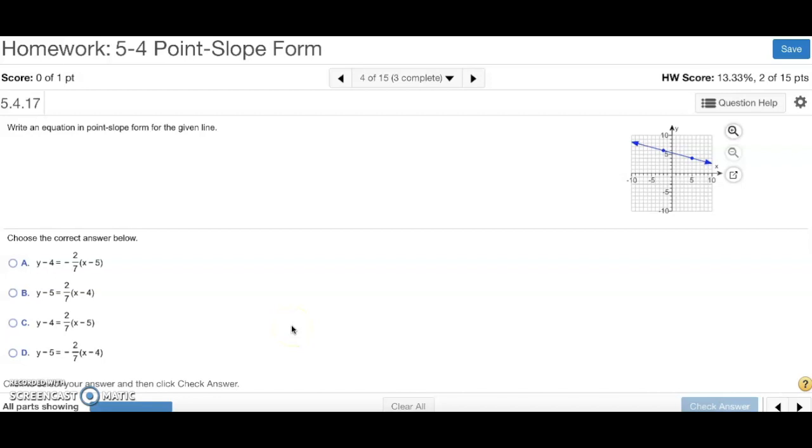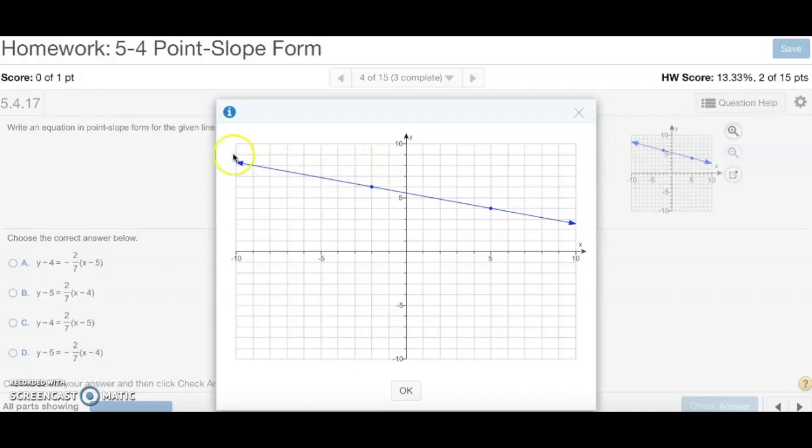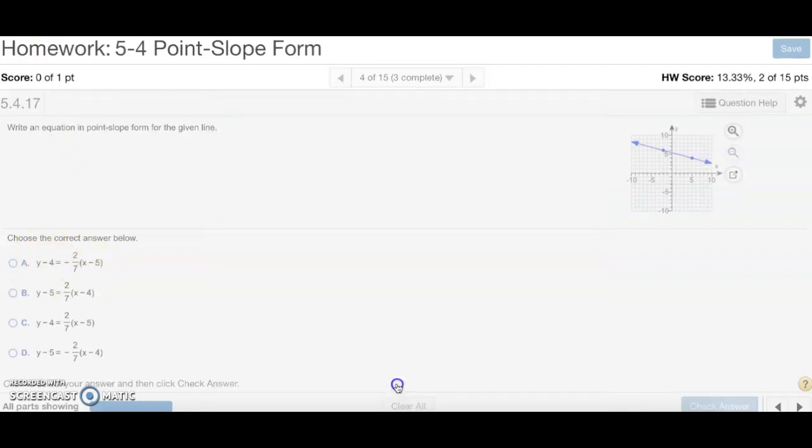Number 4, write an equation in point-slope form for the given line. Making this graph larger, we see it's a decreasing line, so that means it can't be B or C because they're increasing lines because they have a positive slope of 2 over 7. So now we look at our points. Here we have positive 5, positive 4. So that means in the equation, we should have x being 5 and y being 4. So it should be y minus 4 and x minus 5, 5 going with the x and 4 going with the y. That means A is going to be our answer.